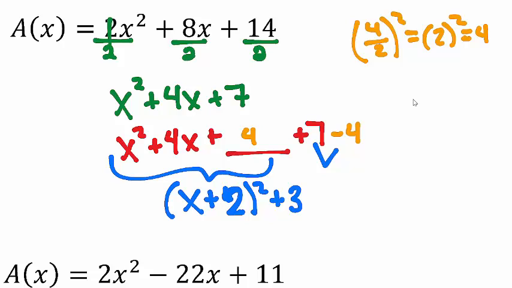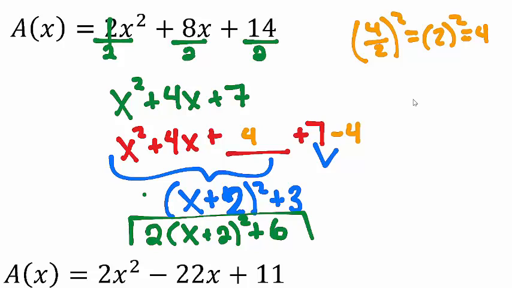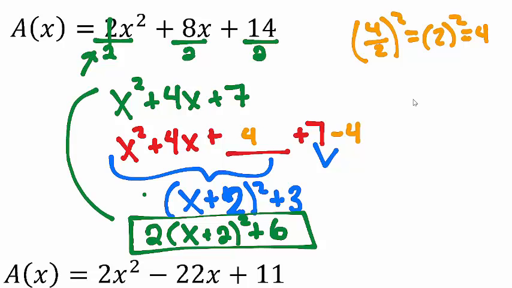We had 2 quilts, so we need to go back and multiply everything by 2. So there are 2 x plus 2 squared quilts. And we would have actually had an extra 6 left over. So the only difference is to divide by the front, do what we do, and then multiply it back together.